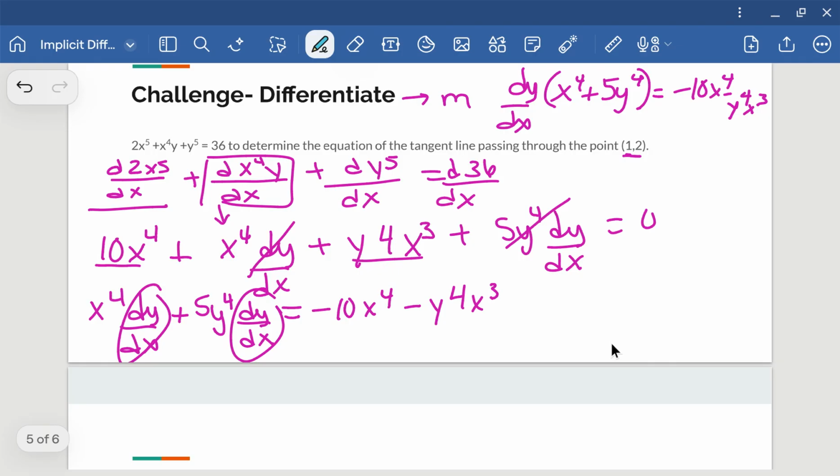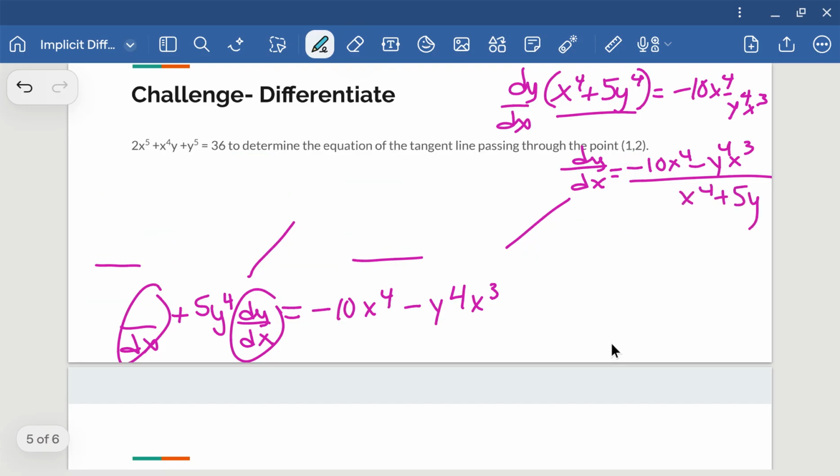Now I can isolate one more time, divide both sides by x to the power 4 plus 5y to the power 4. So dy over dx will equal negative 10x to the power 4 minus y to the power 4 times x to the power 3, all over x to the power 4 plus 5y to the power 4. So we get our equation, and now it's asking for the equation at the point 1, 2.